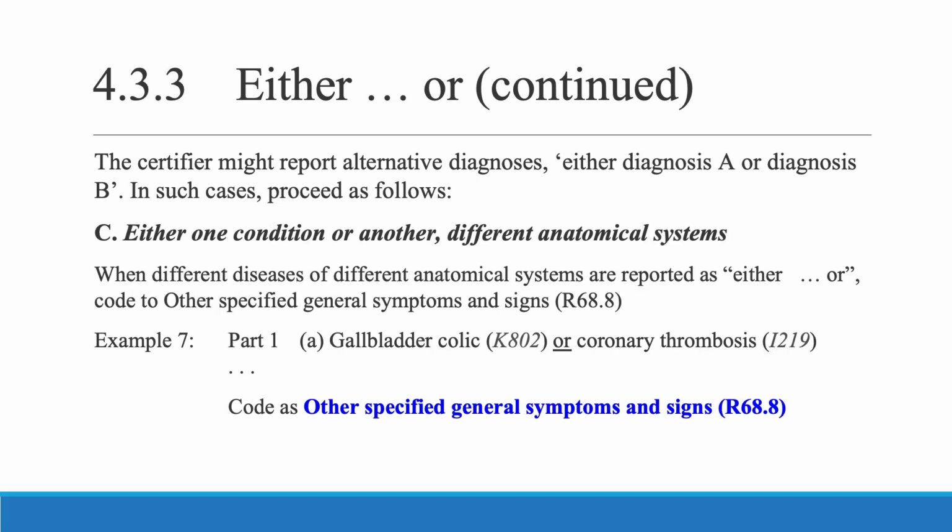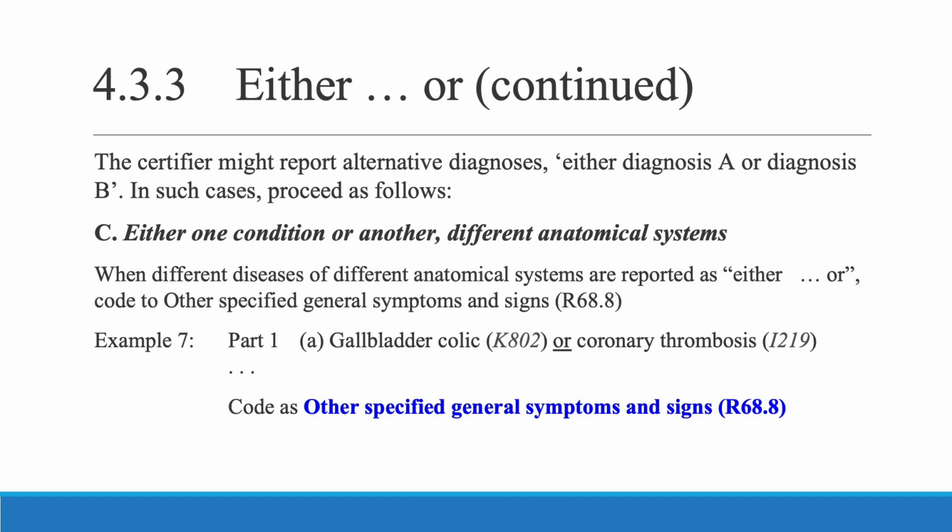The next instruction deals with the unlikely situation that the certifier reports either one condition or another of different anatomical sites. On the slide at letter C, either one condition or another, different anatomical sites. When different diseases of different anatomical sites are reported as either or, code to other specified general symptoms and signs, R68.8.